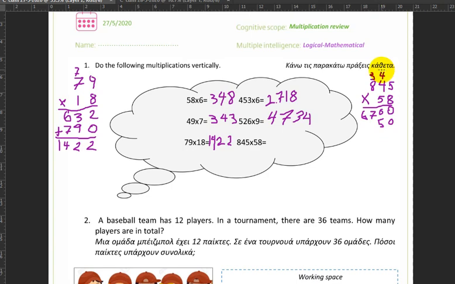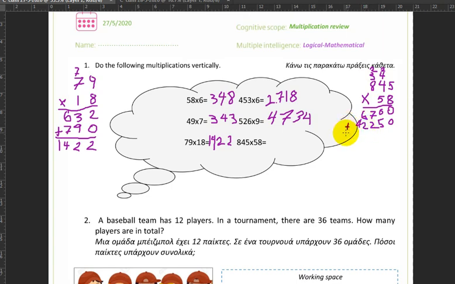So I write 5, carry 2. 5 by 4 makes 20, plus 2 that I carry over makes 22. All right, 2 and carry 2. 5 by 8 makes 40, plus 2 that I carried over makes 42.